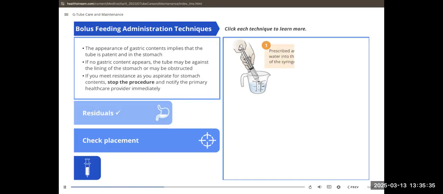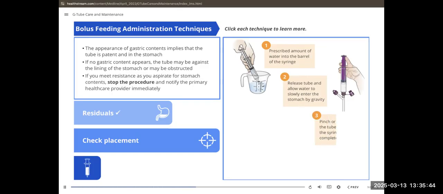Pour the prescribed amount of water into the barrel of the syringe. Release the tube and allow water to slowly enter the stomach by gravity. Pinch or clamp off the tube just prior to the syringe being completely empty.